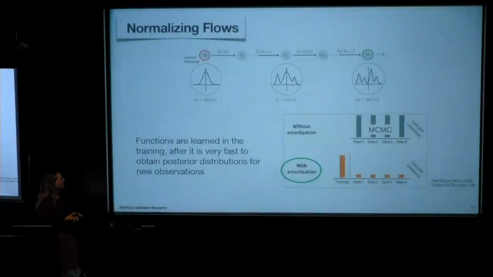And the good thing about this is that the functions are learned in the training. So once the training is completed, it's very fast to obtain posterior distributions for new observations. That is what we call amortized, as opposed to, for example, MCMC. And this is going to help us to accelerate the Bayesian inference a lot.